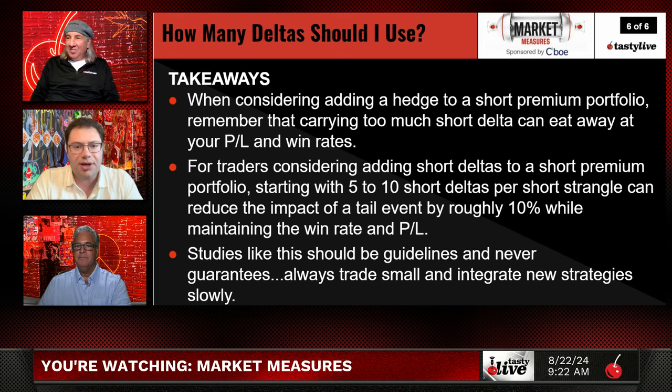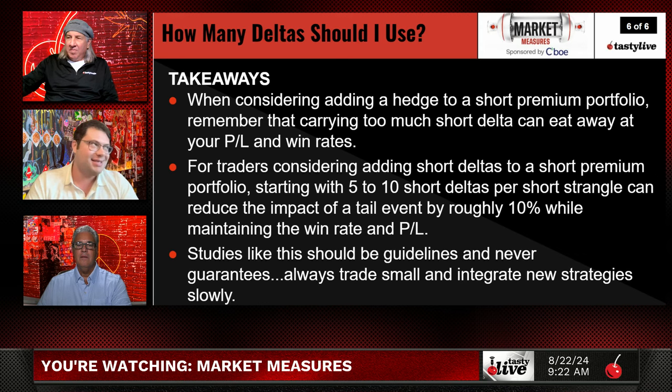So when considering adding a hedge to your short premium portfolio, remember that carrying too much delta can eat away at your P&L and win rates. That's because markets do go up over time. And for traders considering adding some short deltas to a short premium portfolio, starting between 5 to 10 short deltas per short strangle in SPY, remember this is all done in the context of SPY, can reduce the impact of a tail event by roughly 10% while maintaining the win rate and P&L.